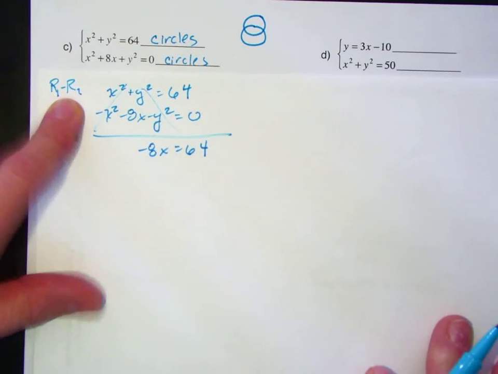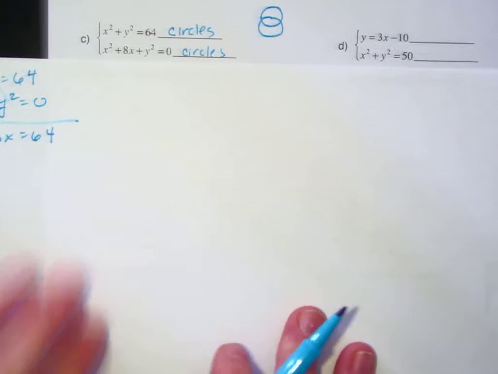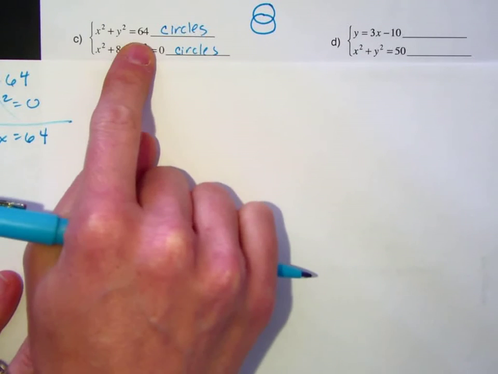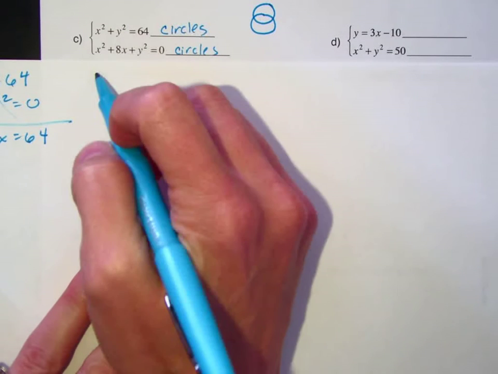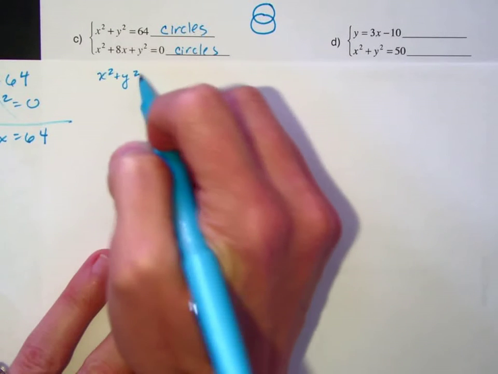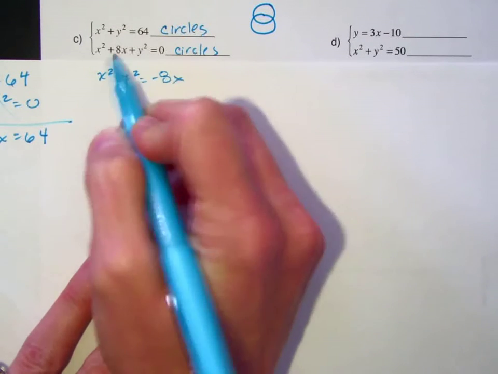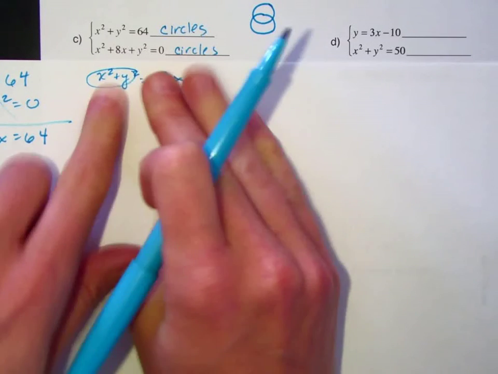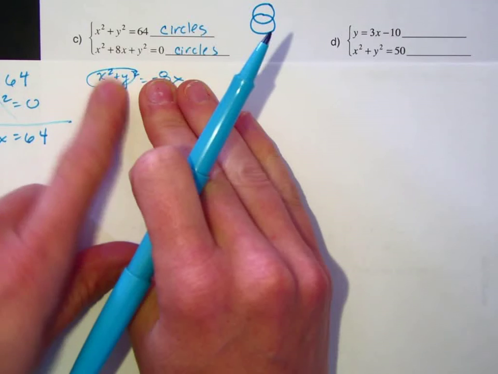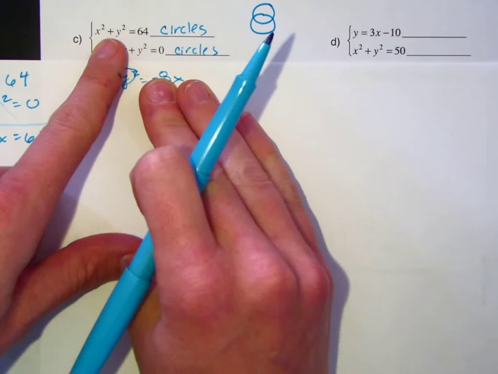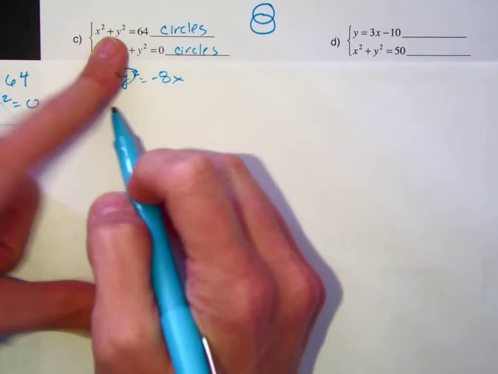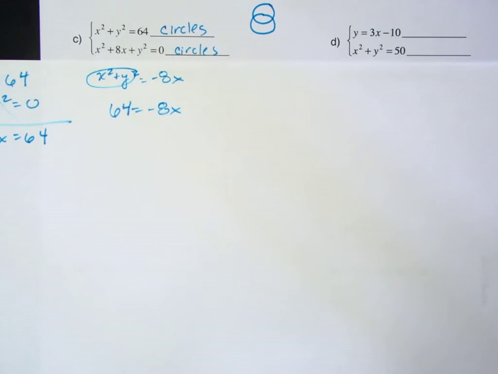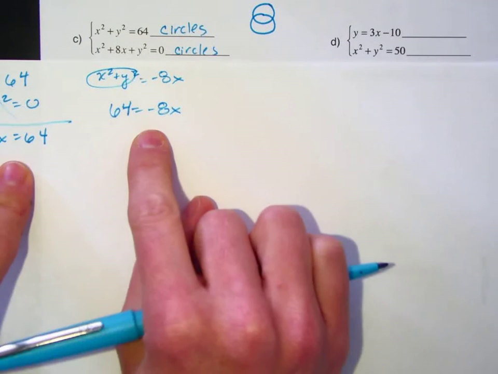The other way you could have done it was through substitution. And here's what the substitution will look like. I have x squared plus y squared equals 64. For the bottom row, I could get x squared plus y squared equals negative 8x by moving the 8x to the other side. And what happens is, now I have x squared plus y squared on the left-hand side here, and x squared plus y squared on the left-hand side there, so then the right-hand sides have to equal each other. So you guys have 2 ways to do it, substitution or elimination, and you end up at the same place.